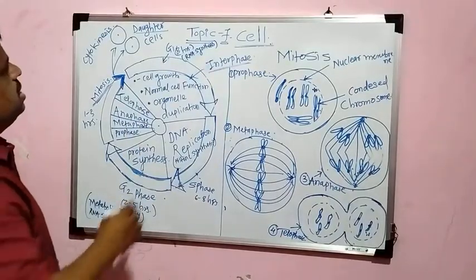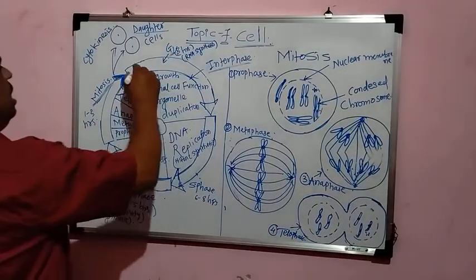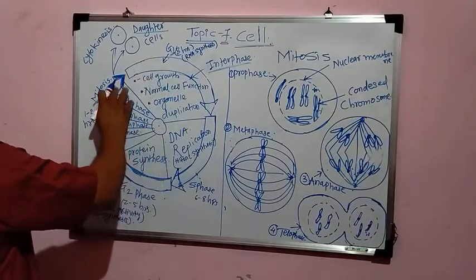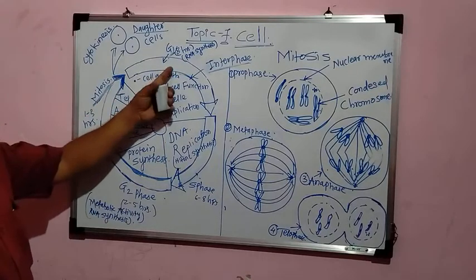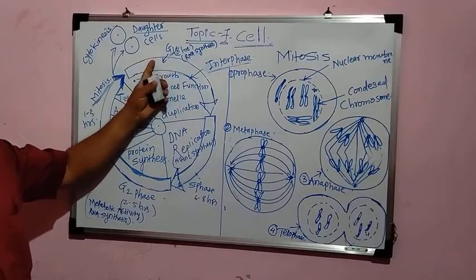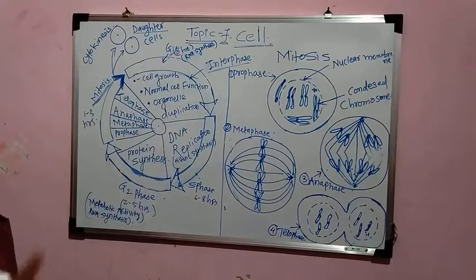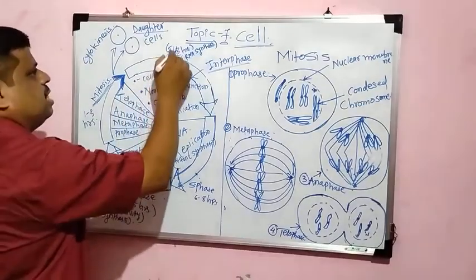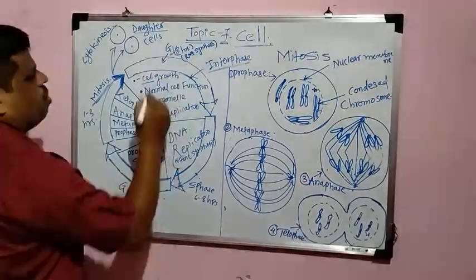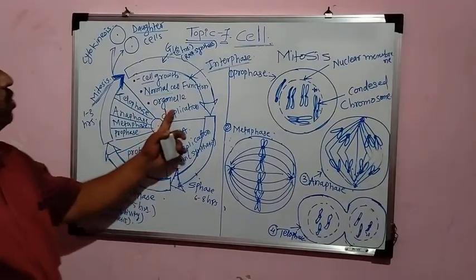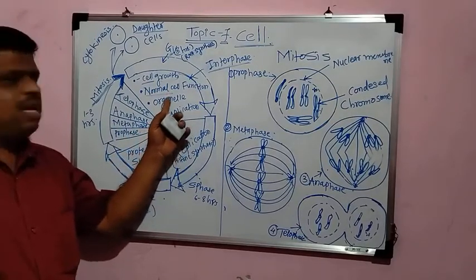Now just see the first one is G1 phase. This phase is also called a gap phase because this is immediately after a cell division. It means that after cell division, cell enters into G1. G0 is also there, but ultimately cell enters into the G1, that is called a growth phase 1. In this phase cell shows proper growth, that is called cell growth. The next one is the normal cell function, the duplication of organelles present in the cell.